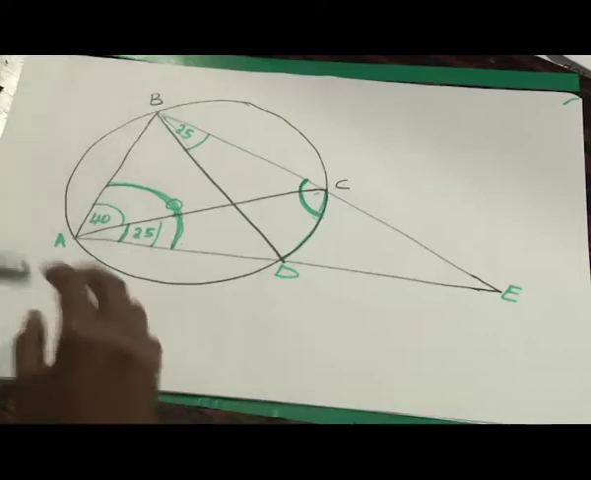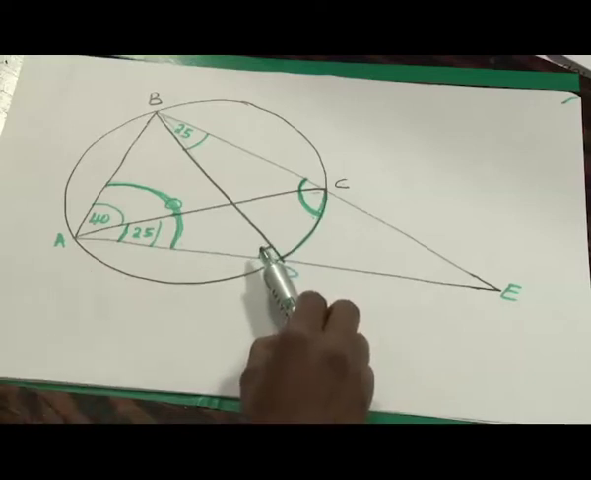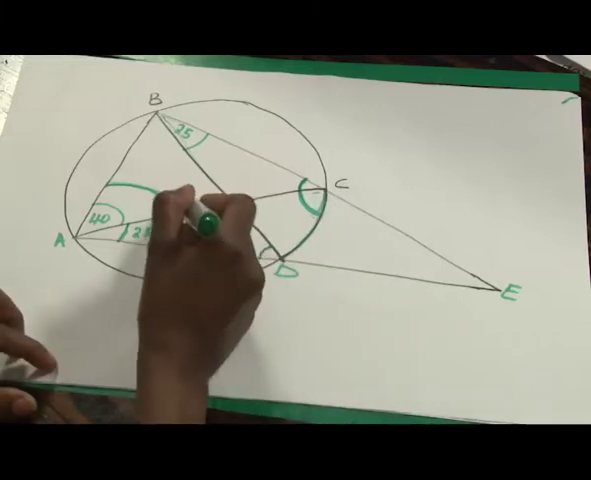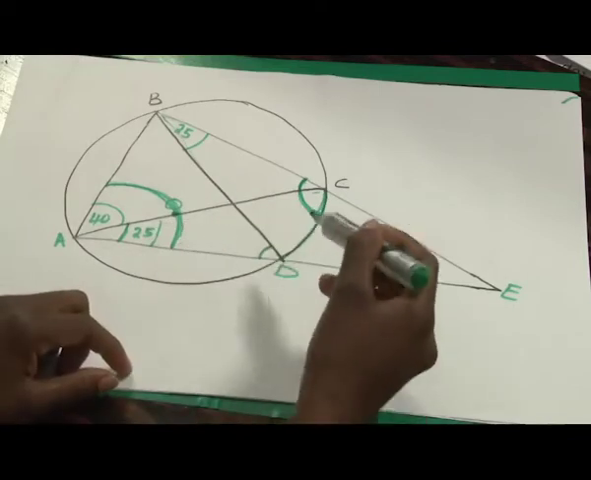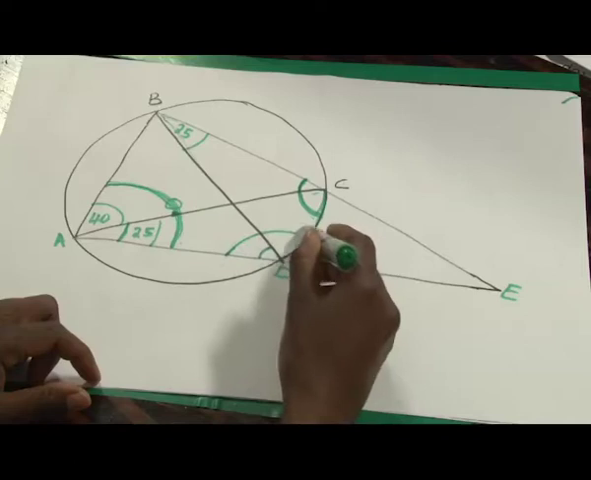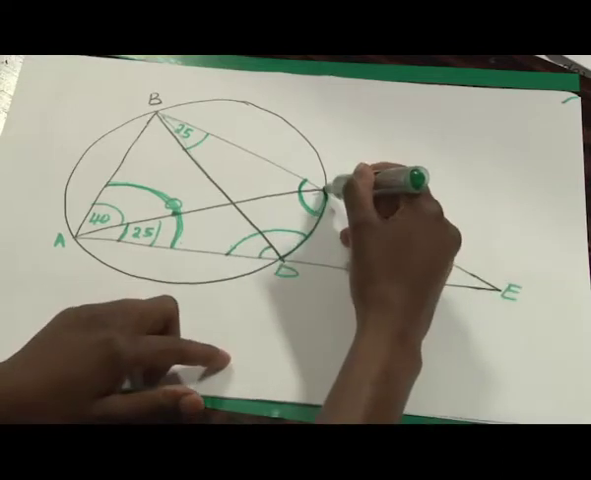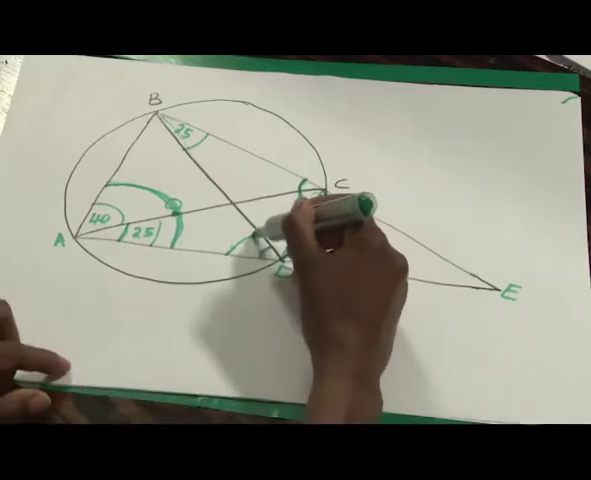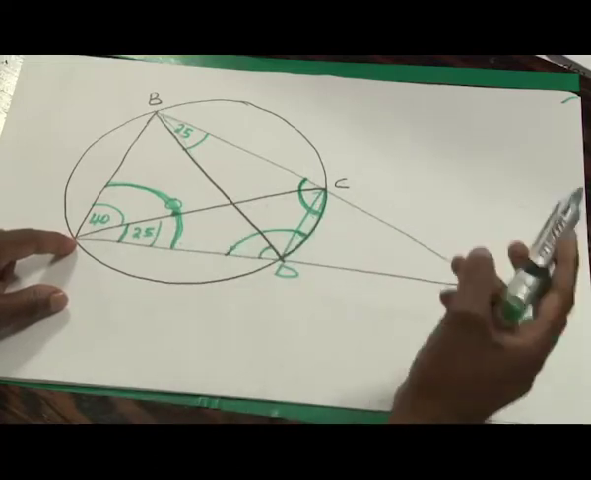Let's move on to the next question, which is to find the size of angle BDA. We are talking about this angle here. First of all, you need to look at this point O. We were told at the beginning that O is the center. So what we are saying here is this whole angle here is 90 degrees. Why is this angle 90 degrees? Because this is the angle in a semicircle. We can all see this angle is opposite the diameter, subtended by the diameter.